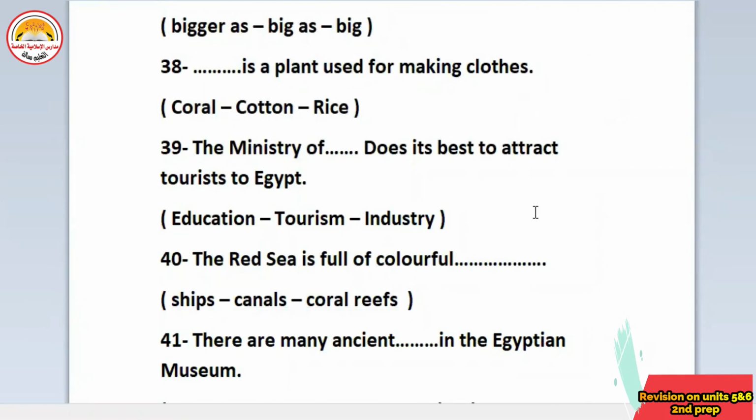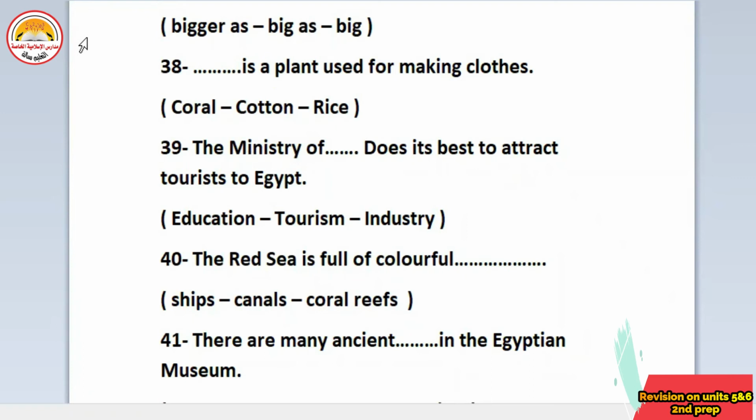Number 38, Muhammad Abdain. Cotton is a plant used for making clothes. Choose here from coral, cotton, rice. Cotton. Cotton, very good, thank you. It's correct. So here number 38 will be cotton is a plant used for making clothes. Very good, thank you.